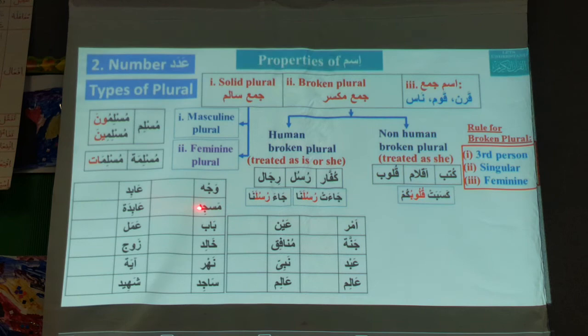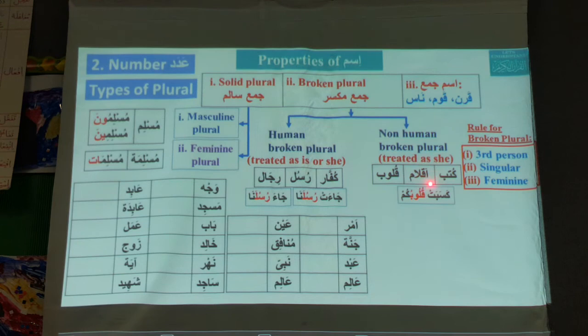Masjid. What is the plural of masjid? Can you do it? Masajid. So masajid is which kind of plural? Solid? No, there is no un or in. Does it have masjidun or masjidin? No. So what kind of plural is it? Broken. Which kind of broken plural from these? Non-human broken plural.